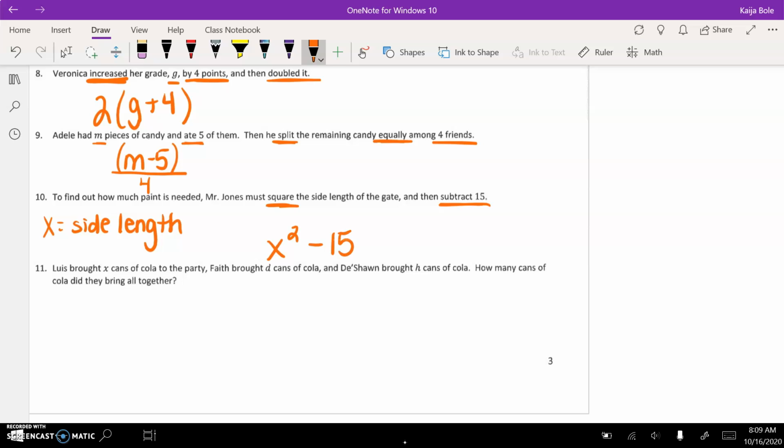And the last one, Luis brought X cans of cola to the party. Faith brought D cans of cola, and Deshawn brought H cans of cola. How many cans of cola did they bring all together? That's really the key phrase, all together. So Luis had X plus, Faith had D, and Deshawn had H, so X plus D plus H.